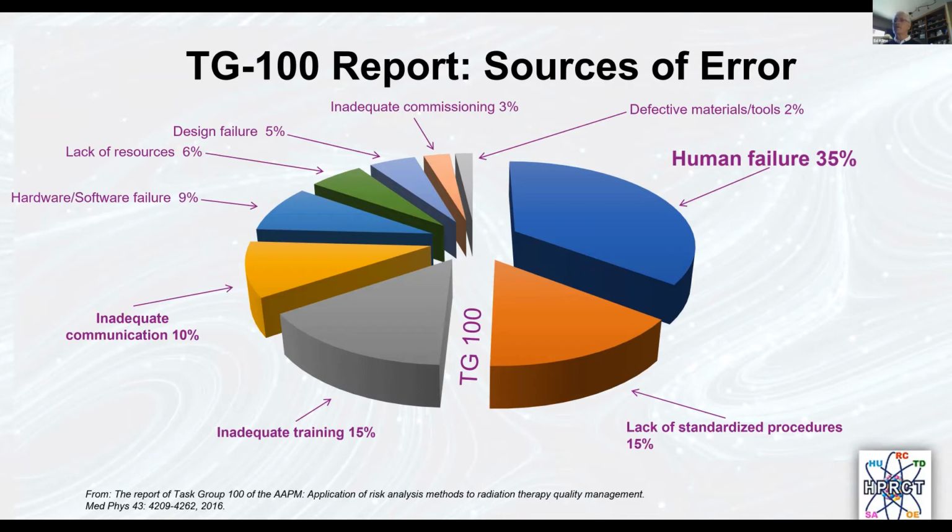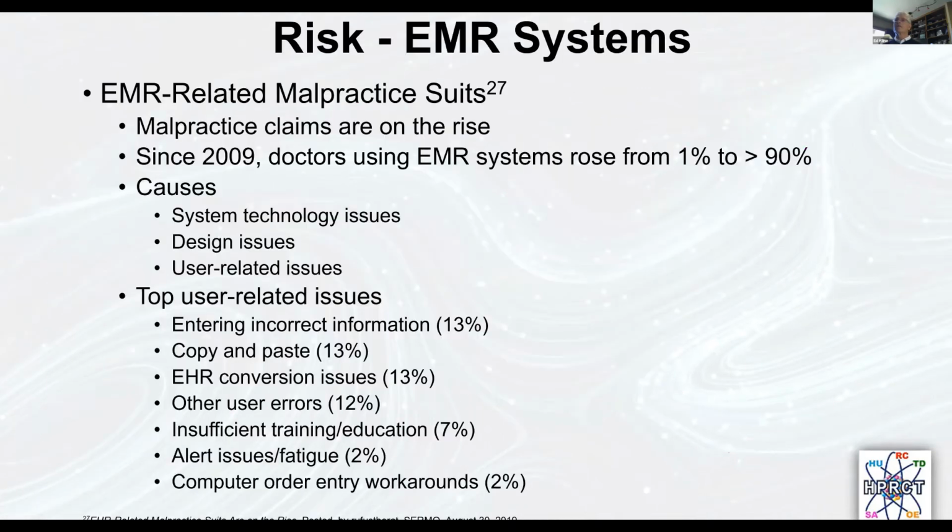In healthcare, we have everybody somewhat doing different things. They're trying to become more standardized, and we'll talk about that. So in regards to risk with EMR systems, electronic medical record systems have increased since 2009 from 1% to 90%, which is very good. The problem is that if you have a programmatic systemic issue, it's going to propagate downstream. So now you have issues regarding system design, technology, and user-related issues.